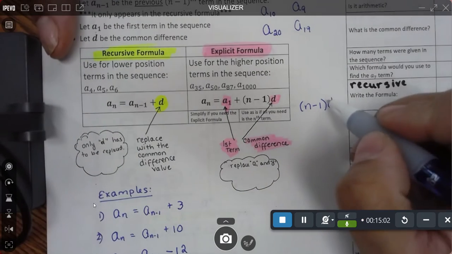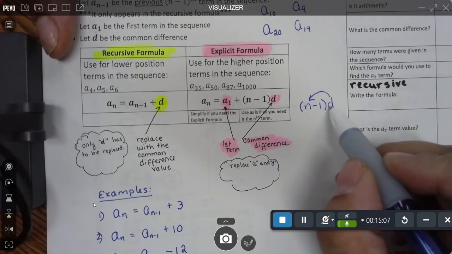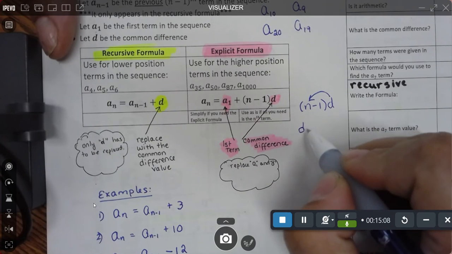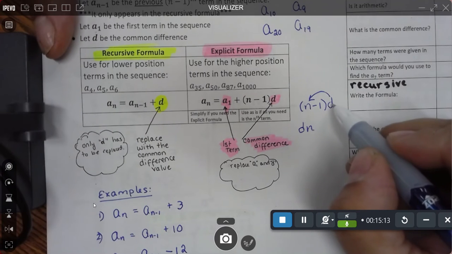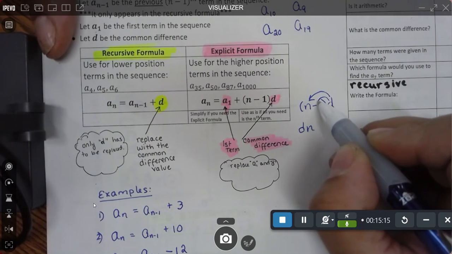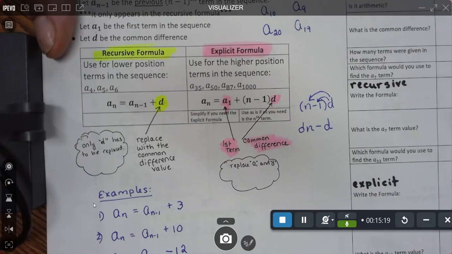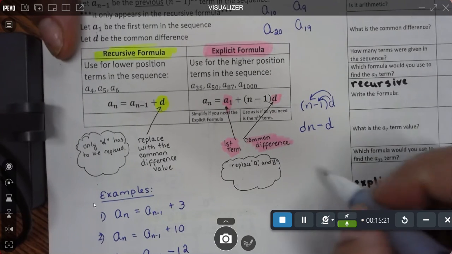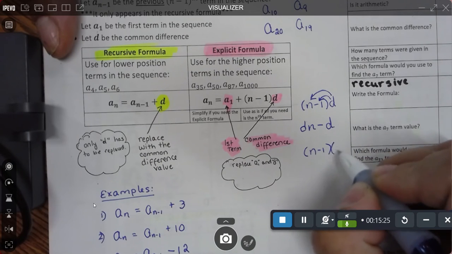Clear? So now we're going to distribute the d. When I multiply d times n, I'm going to get dn. And when I multiply d times -1, I'm going to get minus d. I'm going to do this with some numbers now. Let's say we have n minus 1 times 3.